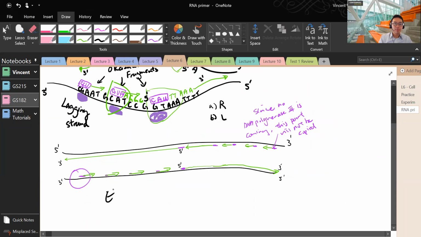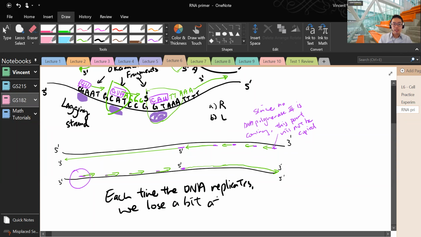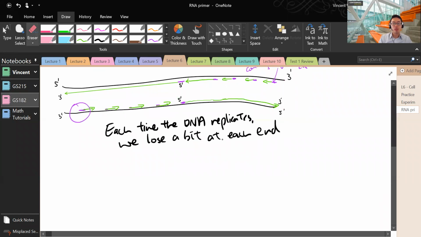So each time the DNA replicates, we lose a bit at each end. It's kind of scary if you think about it. It's like chopping your DNA shorter and shorter and shorter. So if you think about your chromosome here, if you replicate, it's going to get shorter and shorter and shorter.